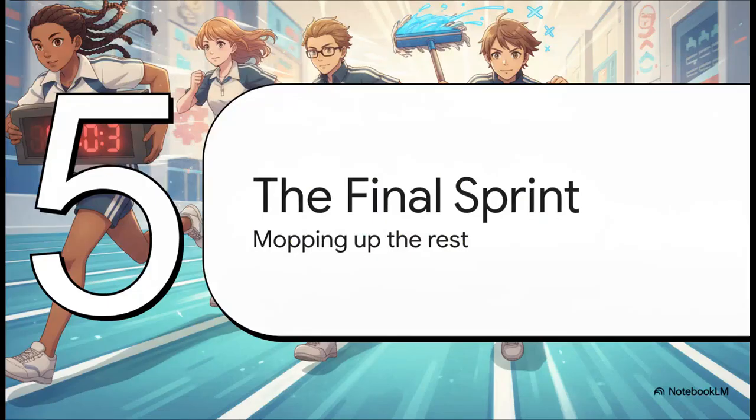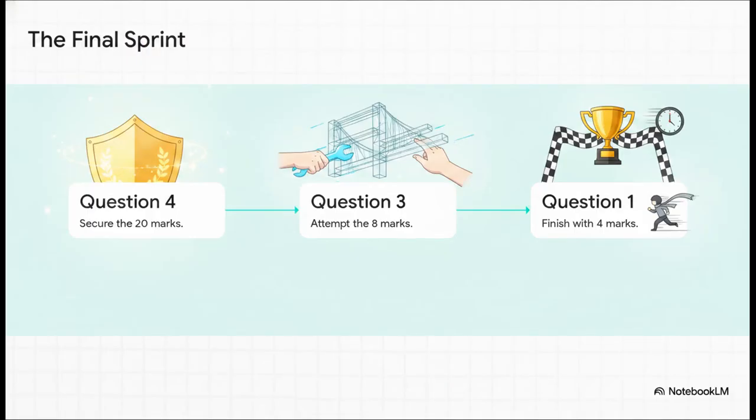Which brings us to section 5, step 4, the final sprint. This is the emergency sequence. You're mopping up the remaining marks as your clock rapidly runs down to 0. This fast-paced sequence ensures you maximize literally every single second. You've just safely secured question 4. So now, and only now, you loop back to attempt question 3, which is worth 8 marks and focuses on structure, which is often the one students find a bit trickier anyway.